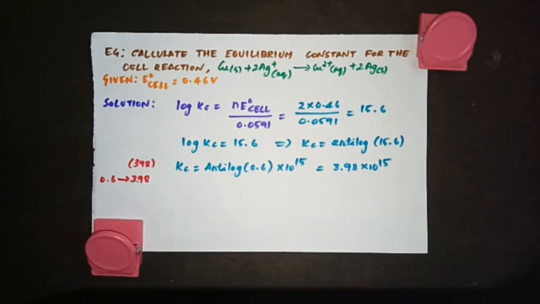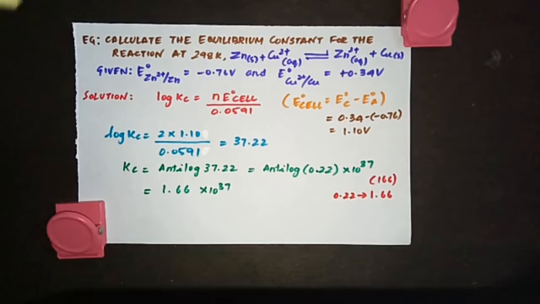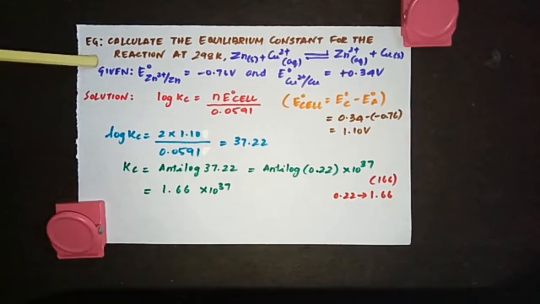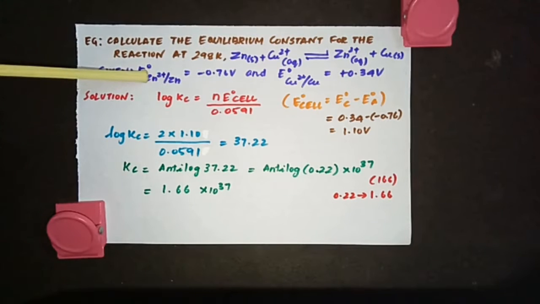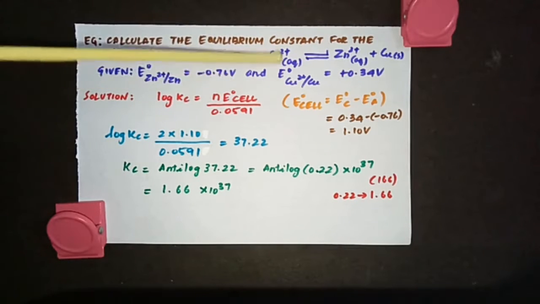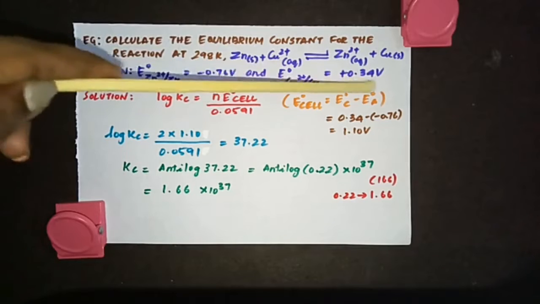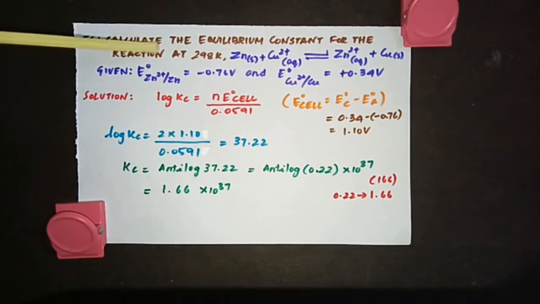I'll show you one more example of how to do the anti-log part. Look at this example. Calculate the equilibrium constant for the reaction at 298 Kelvin. They've given you a reaction and they've given you E naught for Zn 2 plus Zn and E naught for Cu 2 plus Cu, 0.34 volt. Now the question is to calculate the equilibrium constant.